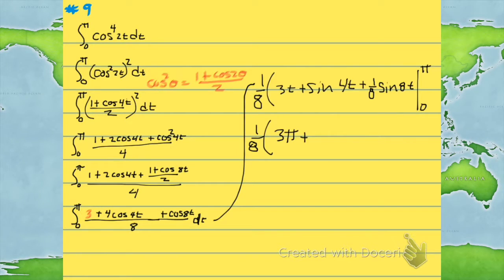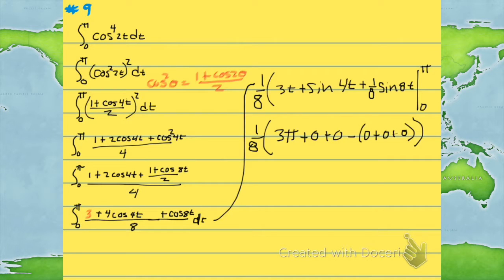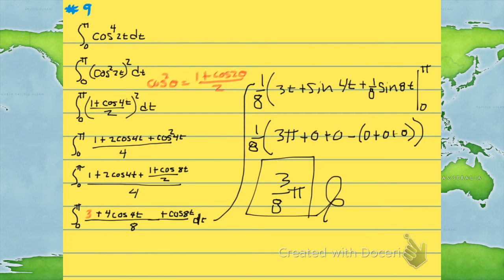We go and we plug pi in everywhere we see a t. Then we subtract off everything when we evaluate it at 0. And then the sine of pi is 0. So the sine of 4 pi is also 0. Same with sine of 8 pi. That's 0. Then the sine of zeros is 0. And we get 3/8, just like the back of the book says. Box and flower.